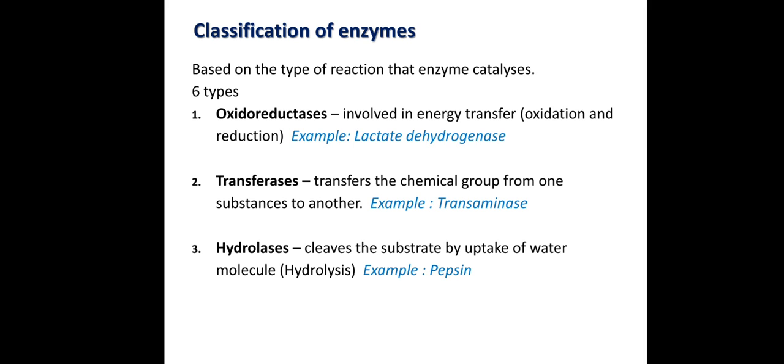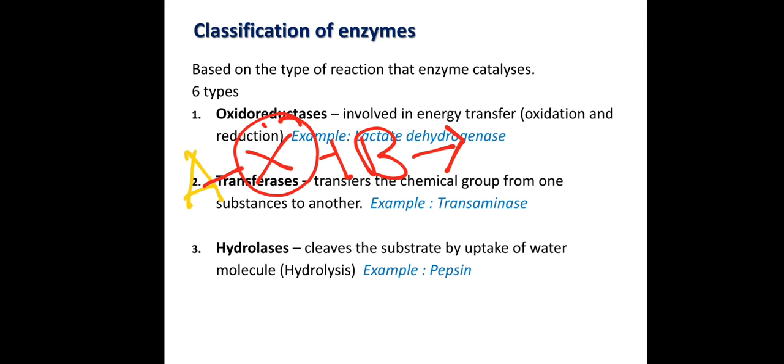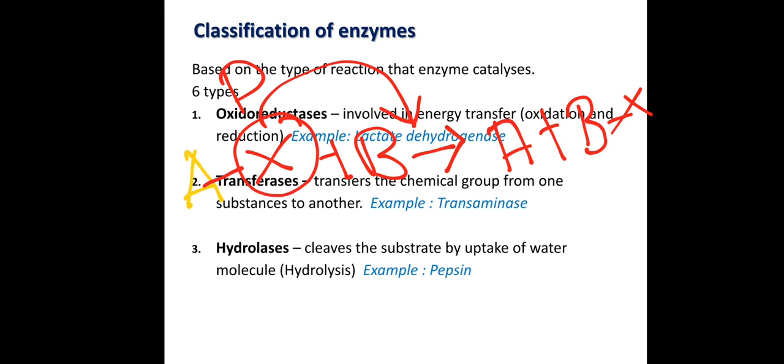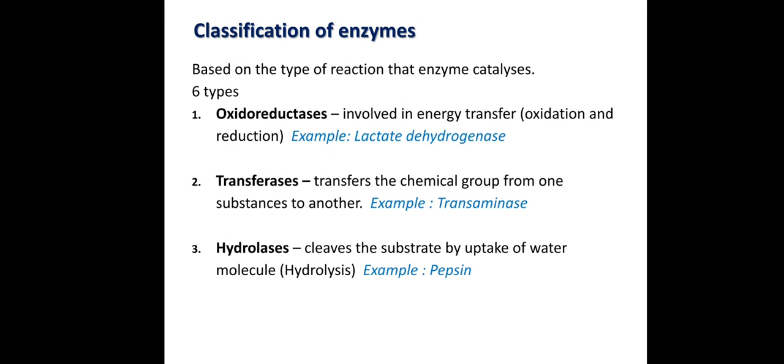They are involved in transferring a group. Let me use a brighter color. This X is the functional group here. Then we have the second substrate. Now this X functional group is transferred here. So what happens? A plus BX. This X might be phosphate. Then the enzyme is phosphorylase, and if A is a sugar, then this B is a sugar, it becomes a hexokinase.